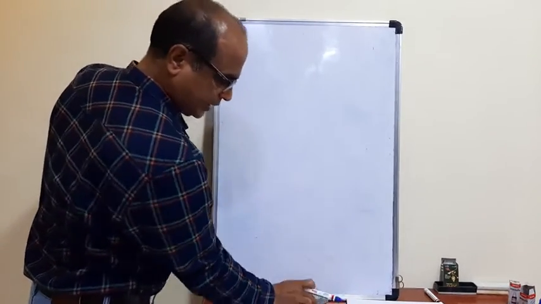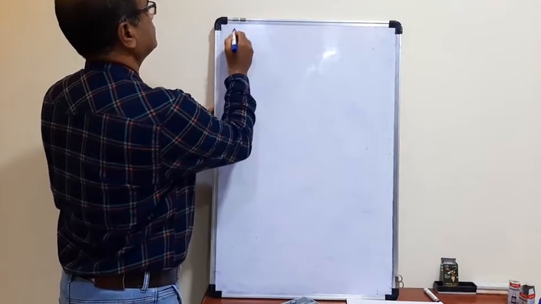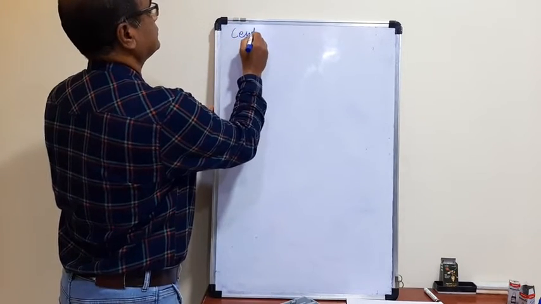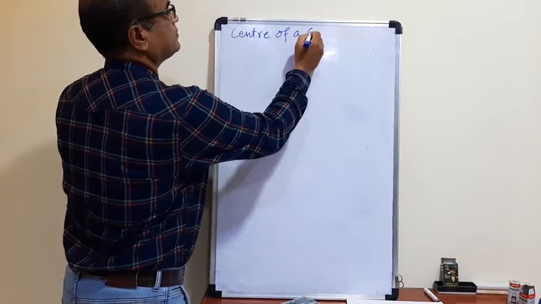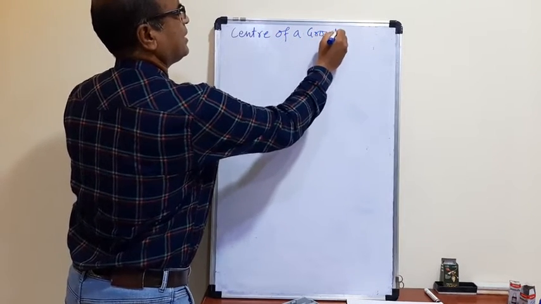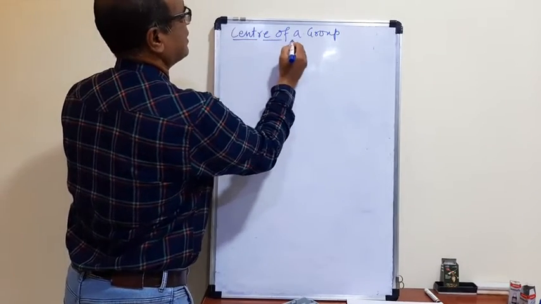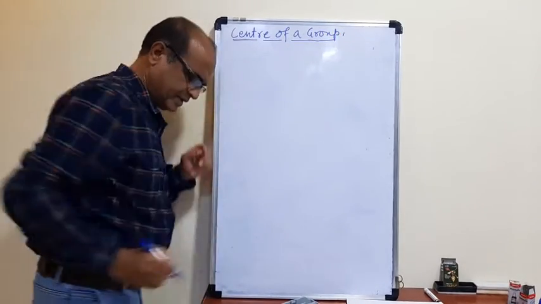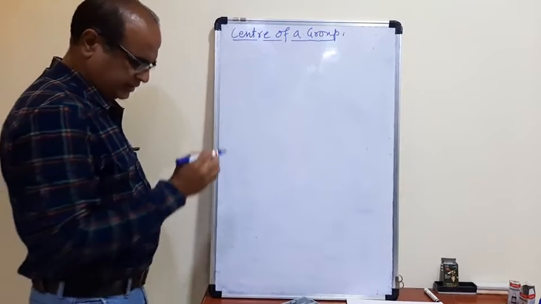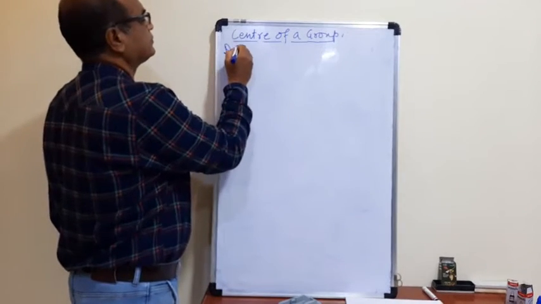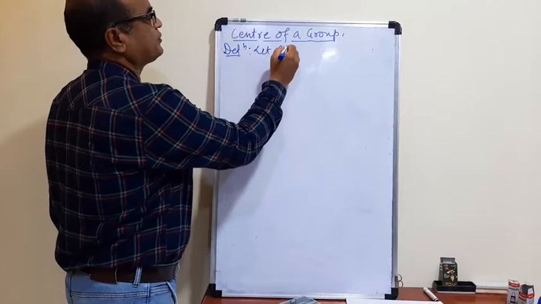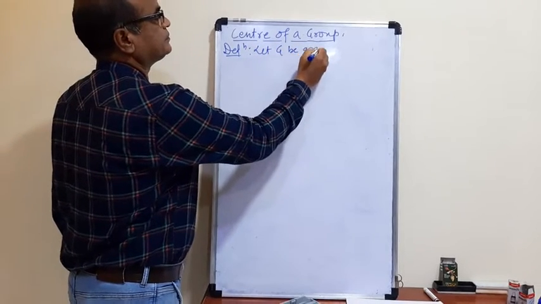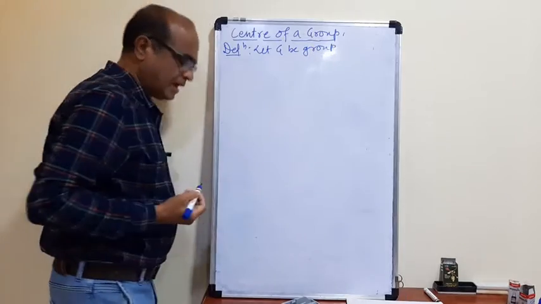What is the center of a group? The definition is very simple. Center of a group. Okay, so the definition: let G be a group.